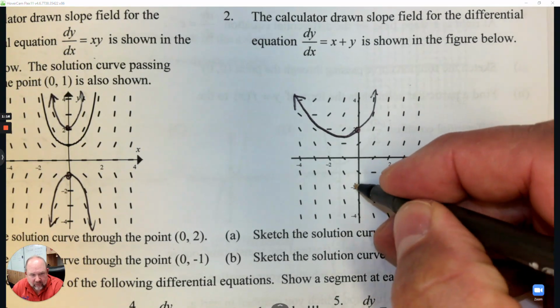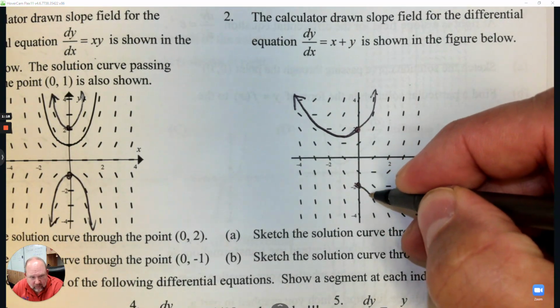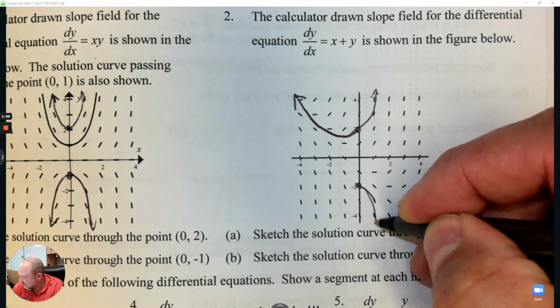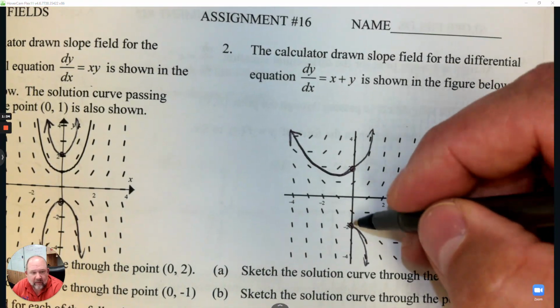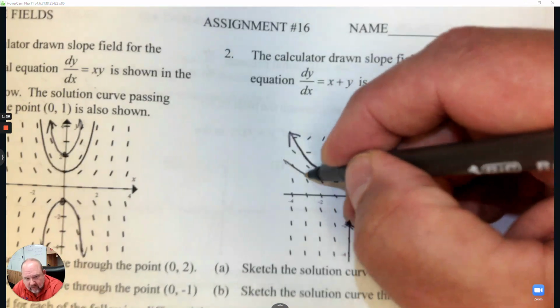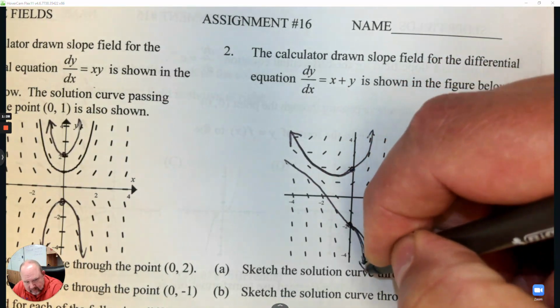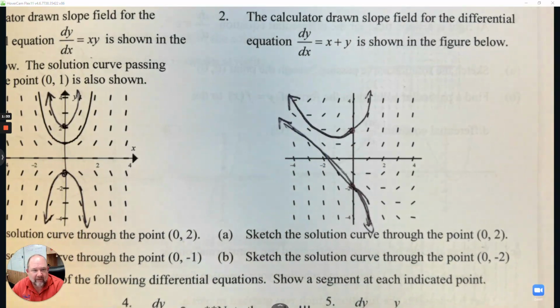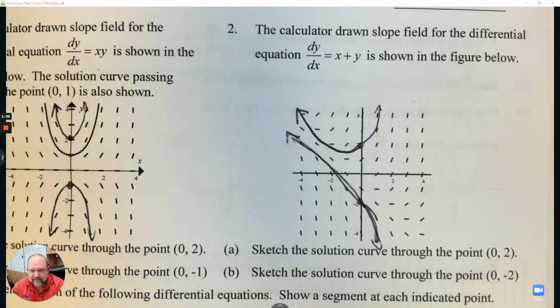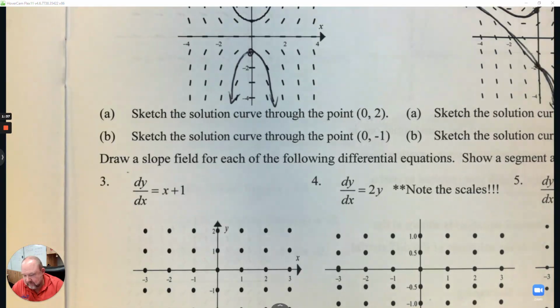From (0, -2), again, follow it to the right. I can see that one. And then it rises up here, and again, it's going to follow that asymptote right there. So it rises up, and then you can see it there, just following the slopes. All right, that was number 2.